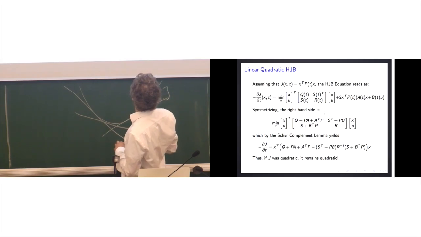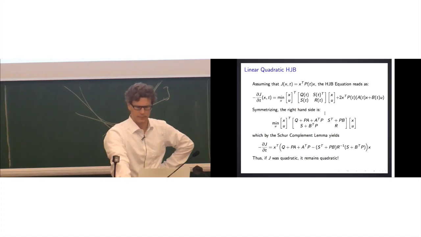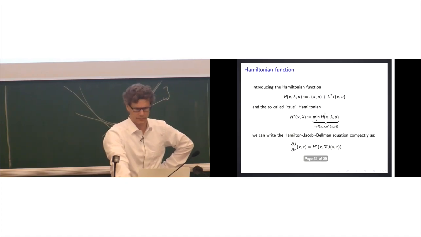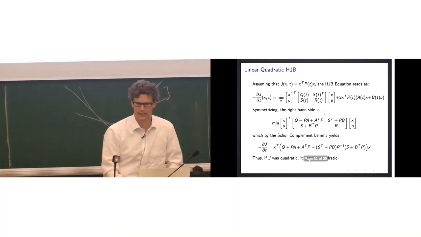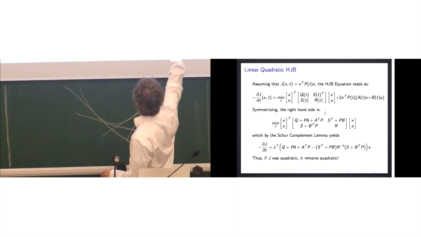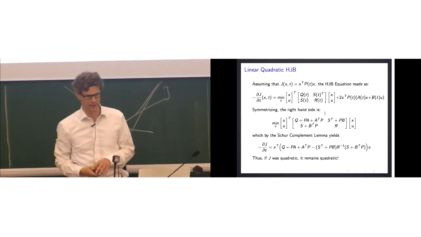Why do I have that? I forgot this. No, it's clear. So what I have here is the Hamiltonian, right? The gradient of J, exactly. So I need to take the gradient of J, which is this expression here, 2 times x transpose times P. That's the transposed gradient of J. And I multiply it with the system dynamics, which is Ax plus Bu, right? So that's what we plug in.